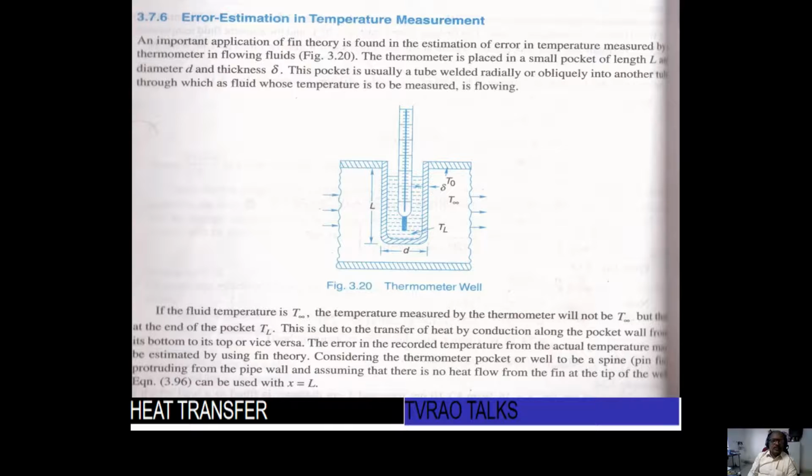And here, T0 is the base temperature. This pocket acts as a fin, where T0 is the base temperature.